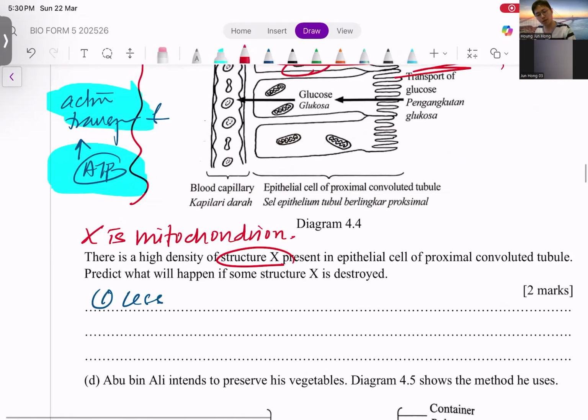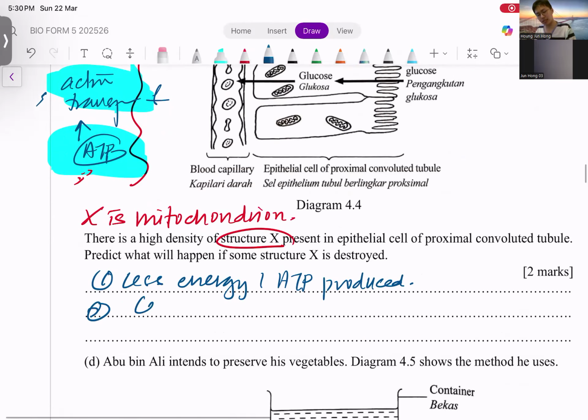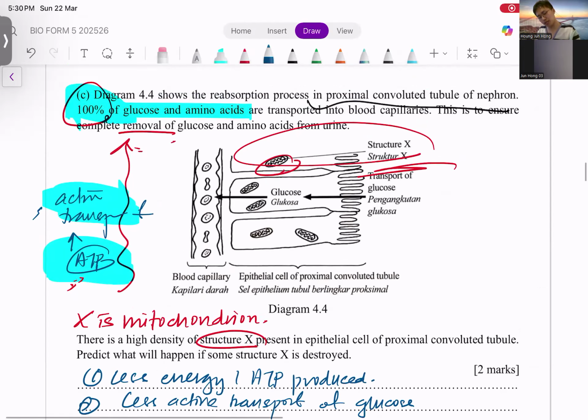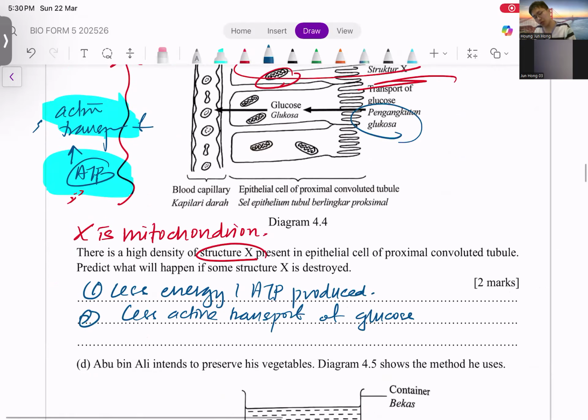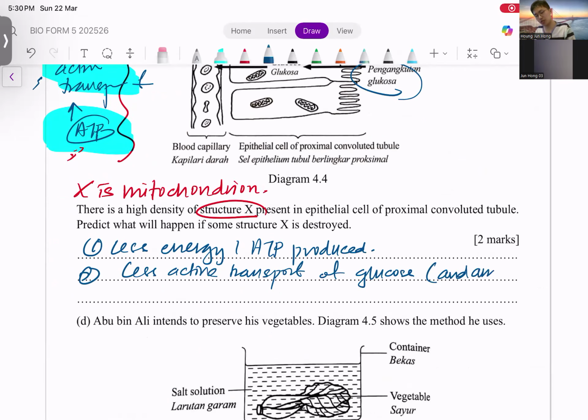So now, if you have less mitochondria, less energy or ATP, then what happens next? Yes, less active transport of glucose. To be fair, it's glucose and amino acid. The question says glucose and amino acid, but the diagram only shows glucose, so it's up to you. You can put amino acid also, since the question says both of them. So there will be less transport. Less energy, less transport. Finally, link it back to the question.